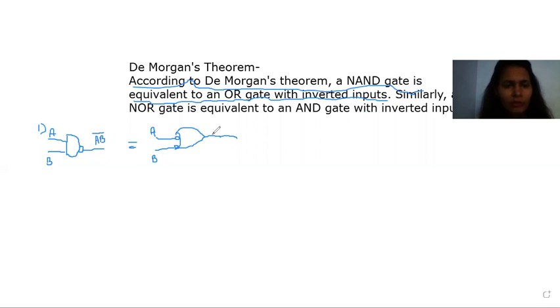So the output of this OR gate will be A bar plus B bar. Now see how the AB whole bar is equivalent to A bar plus B bar. So we will prove it.